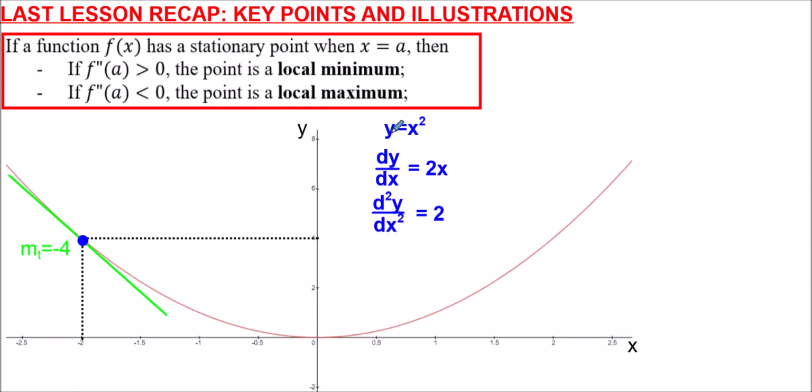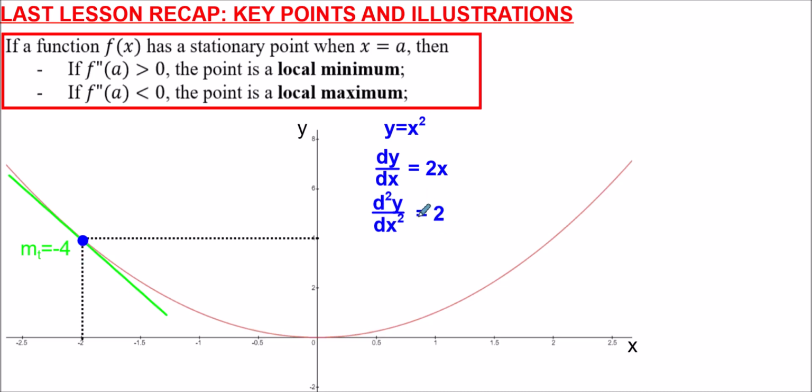So first of all, I want you to imagine we have y equals x squared. Differentiate that, dy by dx would be 2x, and the second order derivative, d squared y over dx squared, would be equal to 2, which is a constant. So first of all, as shown here, imagine that x is minus 2, the gradient of a tangent would be minus 4. Again, 2 times minus 2 is minus 4.